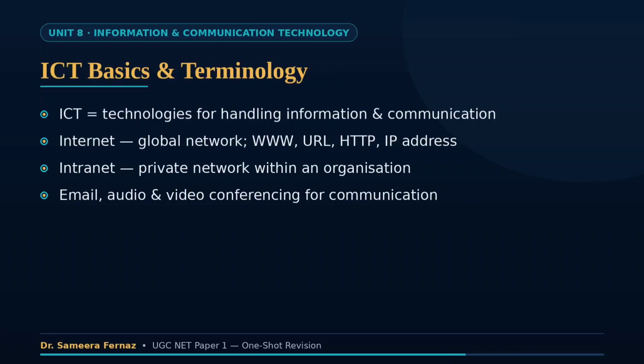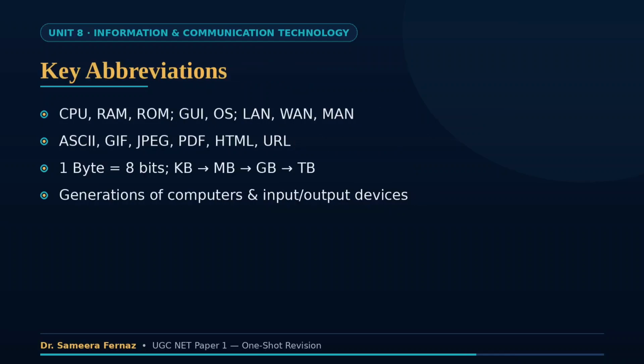We came to Unit 8, Information and Communication Technology. So it is also called ICT. So what is ICT? ICT basics and terminology. We are going to read first. ICT is a technology we use to handle information and communication. The internet is a global network with terms like www, URL and IP address. An intranet is a private network inside an office, and we communicate using emails and audio video conferencing.